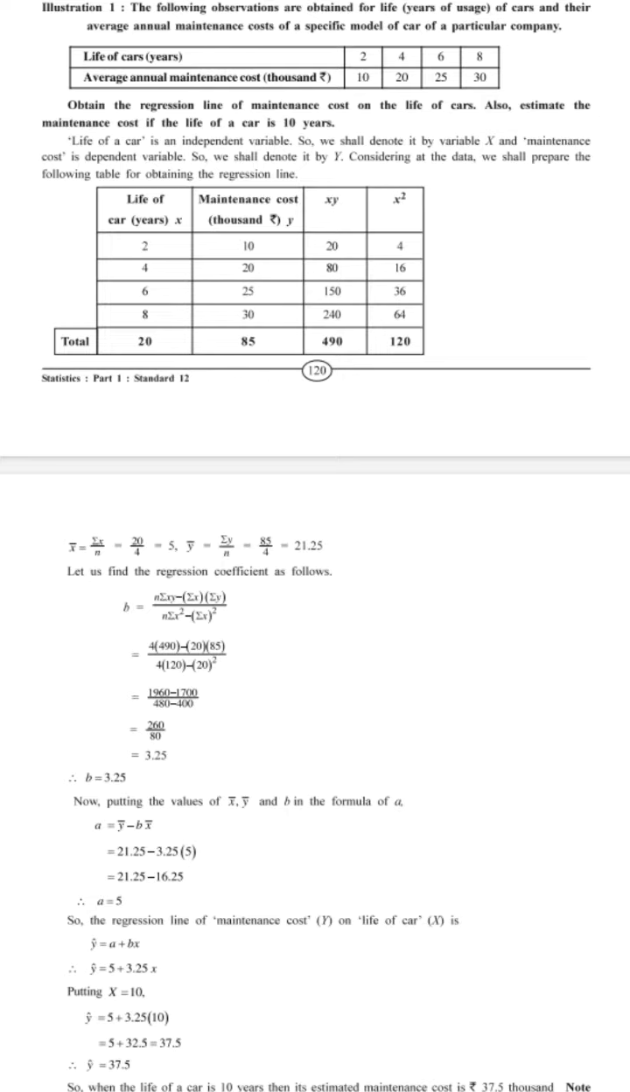X and Y are given. If it is Y on X, you have to find only X square, XY and then X square. No need of Y square. See the following table. This table we have already found in chapter number 2. We know how to find this particular table.